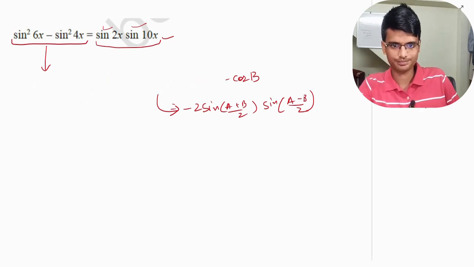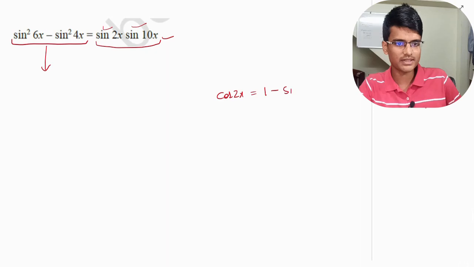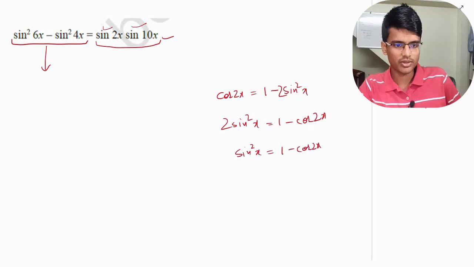Okay, just now I showed you multiple angles, how we use multiple angles. What is cos 2x in terms of sin x? 1 minus 2 sin²x. So what is 2 sin²x? It's nothing but 1 minus cos 2x. And what is just sin²x? It is (1 minus cos 2x)/2. Right, I'll be using this formula.